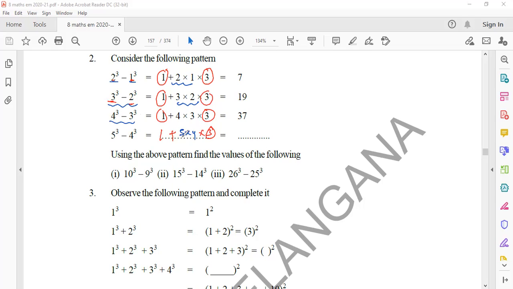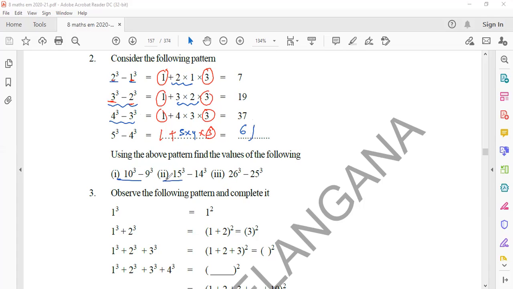Okay. When you do this, 5 cube minus 4 cube, you are going to get it out. So we need to add it up. The sequence will come: 5 fours are 20, 20 into 3 is 60, 60 plus 1 is 61, I think so. Yeah, this is the way you can write it down.